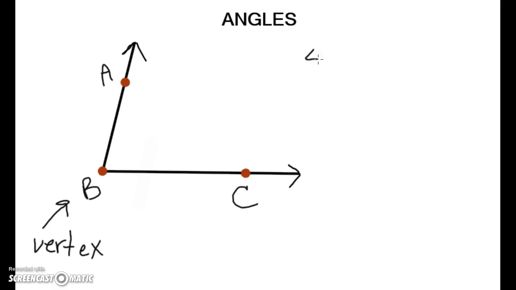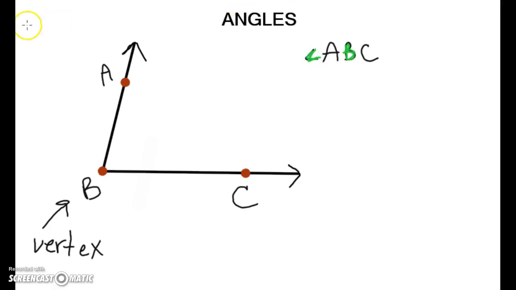For example, this is angle ABC. Two things for you to notice. The small angle symbol that is in front of the letters A, B, and C. And notice that the letter B is in the middle of the letters A and C. Two things to notice.